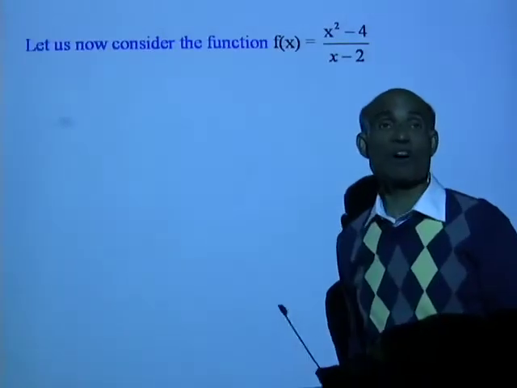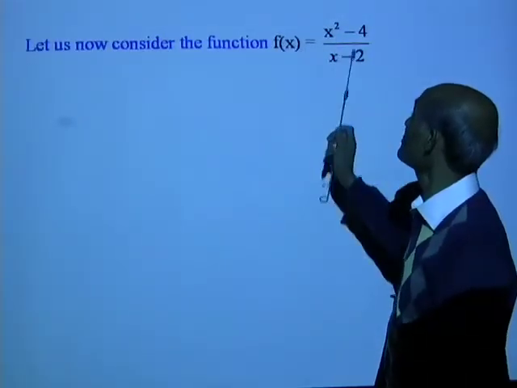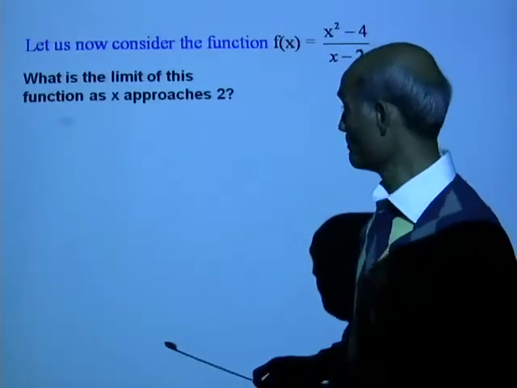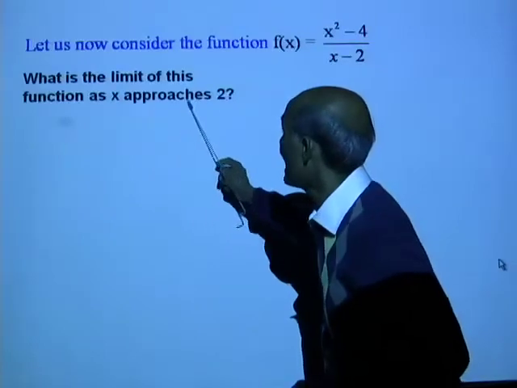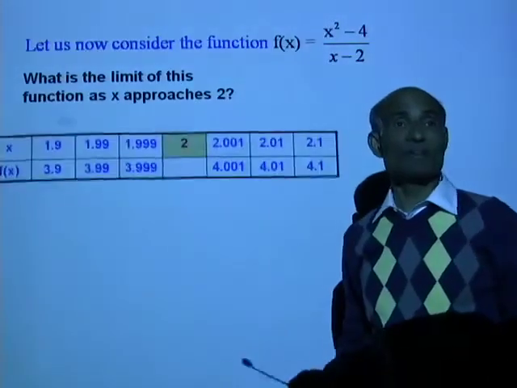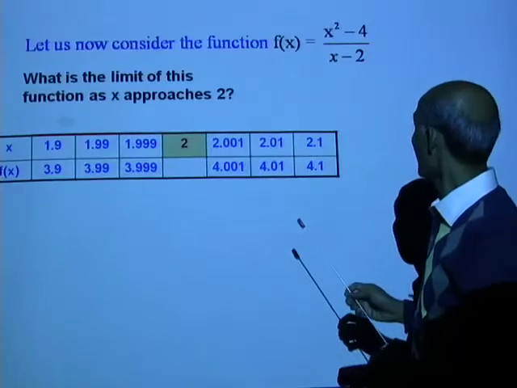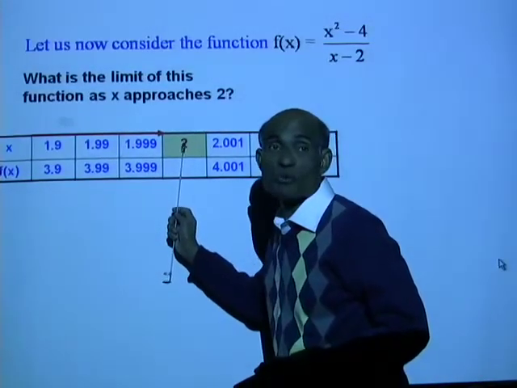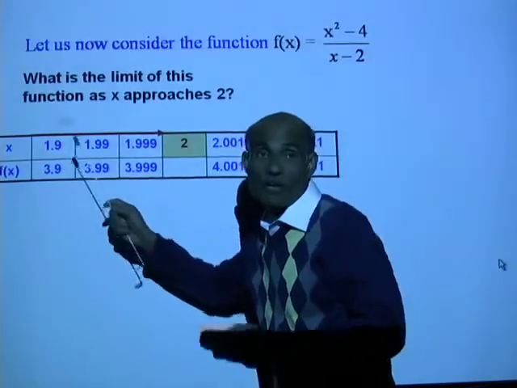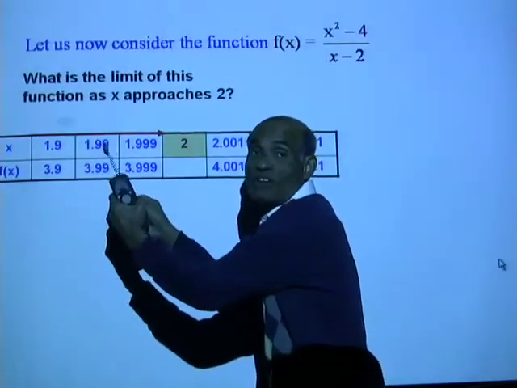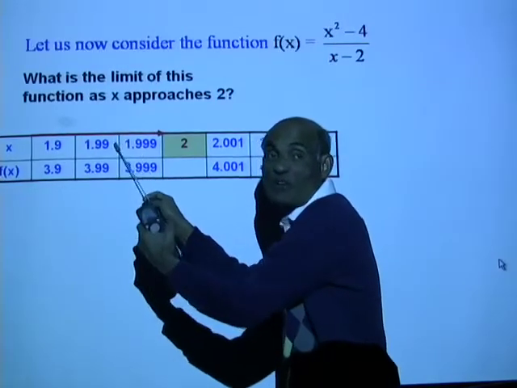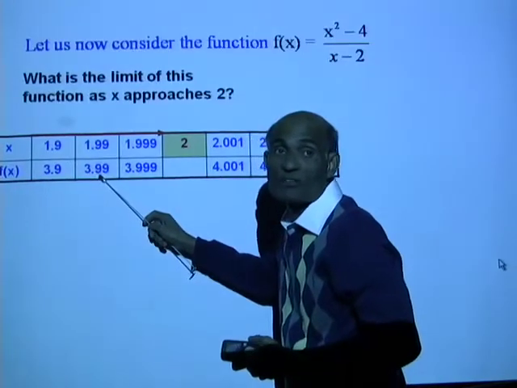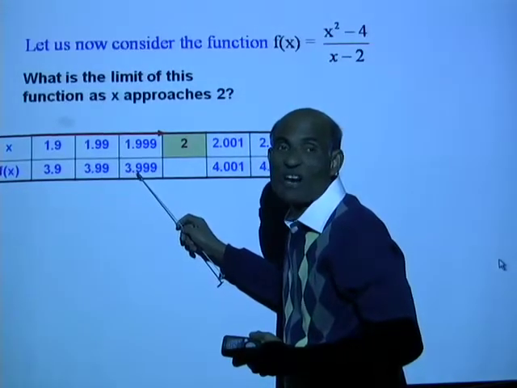Let's now take the case of the function f of x equal to x squared minus 4 over x minus 2. Now, what is the limit of this function as x approaches 2? Let's make a table again. Now, you can see x is approaching 2 from the left. That is, we are coming from 1.9, 1.99, 1.999, coming towards 2 from the left. The output increases from 3.9 to 3.99 to 3.999.